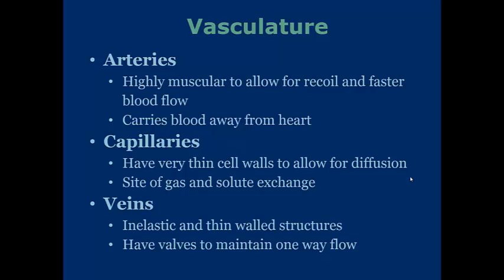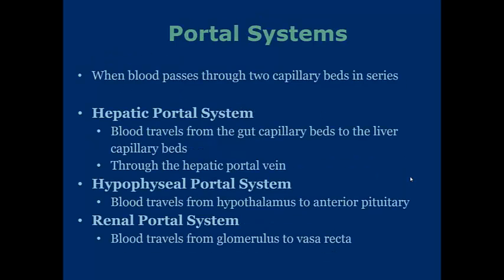Veins are inelastic and thin-walled structures that carry blood to the heart. Because they are inelastic and have thin walls, and generally may have to go against gravity, they have valves to maintain a one-way flow. Obviously, if it did not go in just one direction, you'd have some very disastrous consequences.